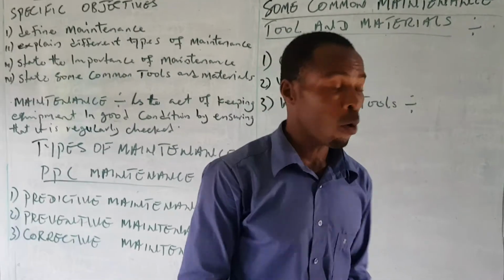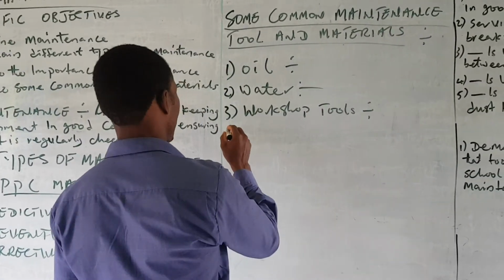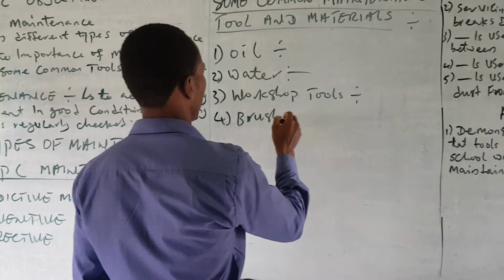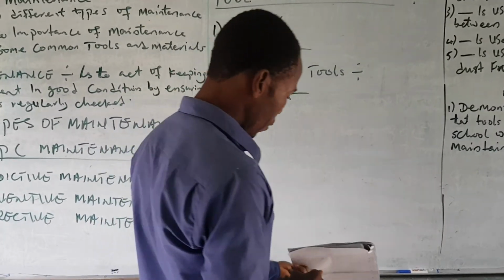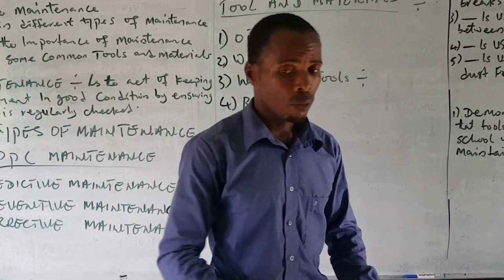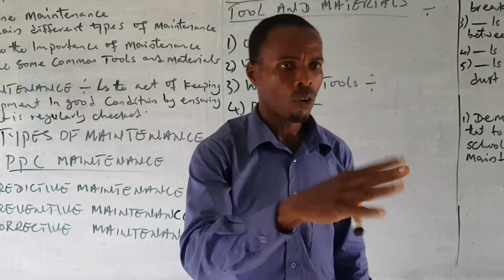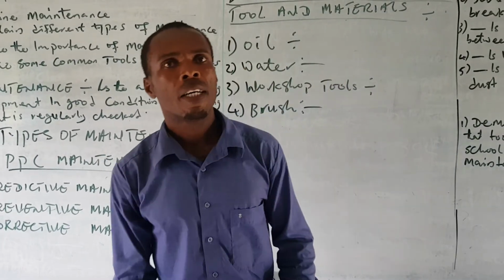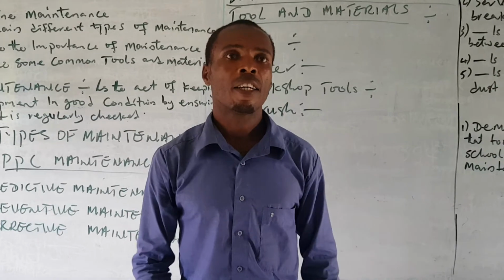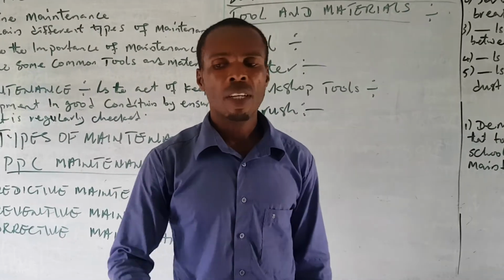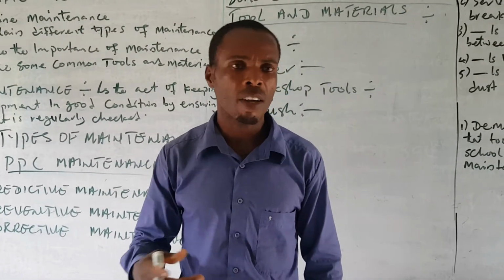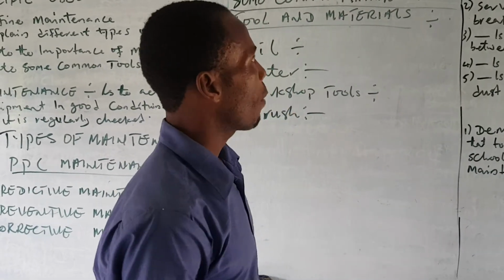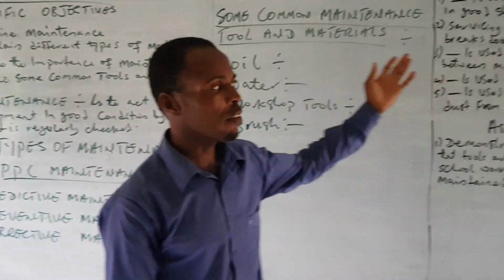Now another one is the brush. The function of this brush is used to remove the dust from the machine. And we have the paint and grease, a lot of them. Grease serves the same function as the oil, like I explained before. At this point, I will stop here, but let's quickly go to the class activities.